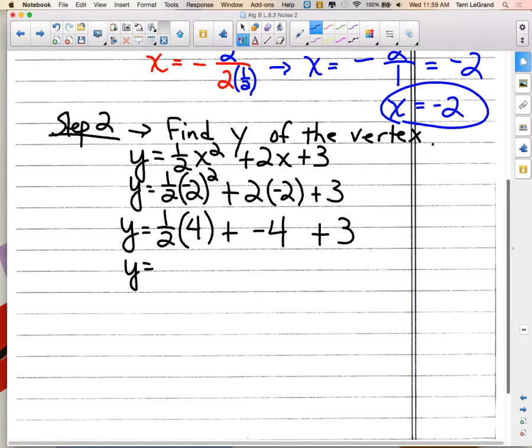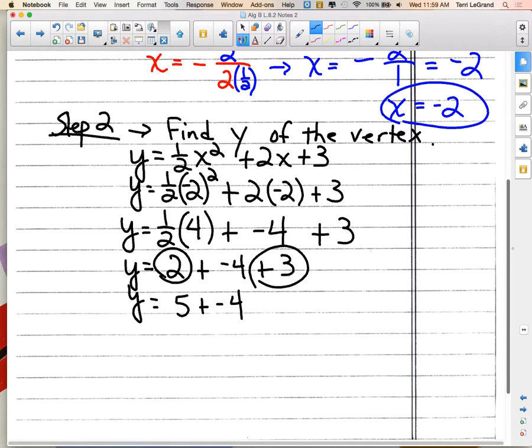Y equals. Half of 4 is 2. Can we do this adding in the same step? What do you think? We actually could, but some of you are looking at me like maybe we shouldn't, so let's not. Y equals. Well, these are positive, so I like to add things that have the same sign together first. 2 plus 3 is 5. Y equals 1. Okay, so now we know the y value of our vertex.